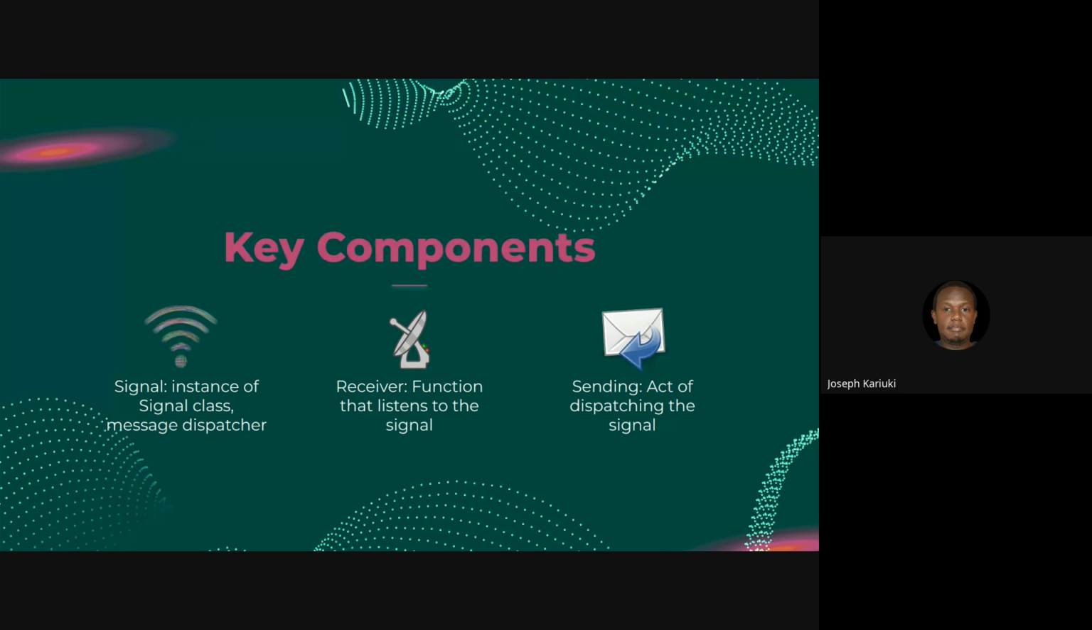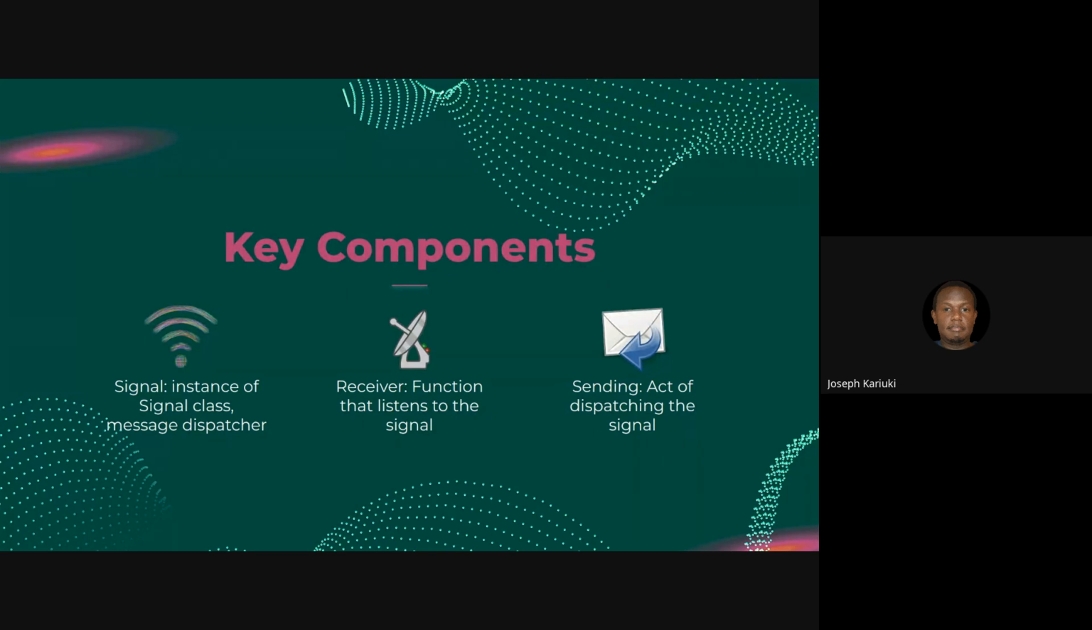So the key components in a Django signal: we have the signal, which is an instance of the Signal class. There's a class called Signal, and we're going to see that, which you're going to import somewhere, and it contains a message dispatcher. Then the other component is a receiver. In this context, you may think of the receiver as the mast, when you're calling somebody or sending an SMS, for example.